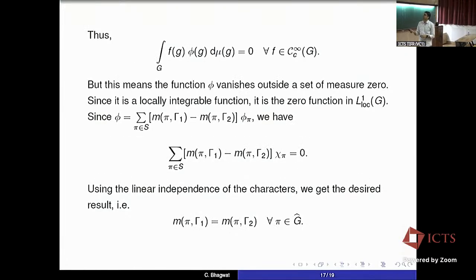And then for such a function, some small technical calculation will tell you that the sum of character distributions is given by integrating this function phi. So it will prove that phi itself has to be 0, and hence all the multiplicities are equal. All right. So I just wanted to give a glimpse of the main idea: to choose a suitable function which will be 0 outside those conjugacy classes.